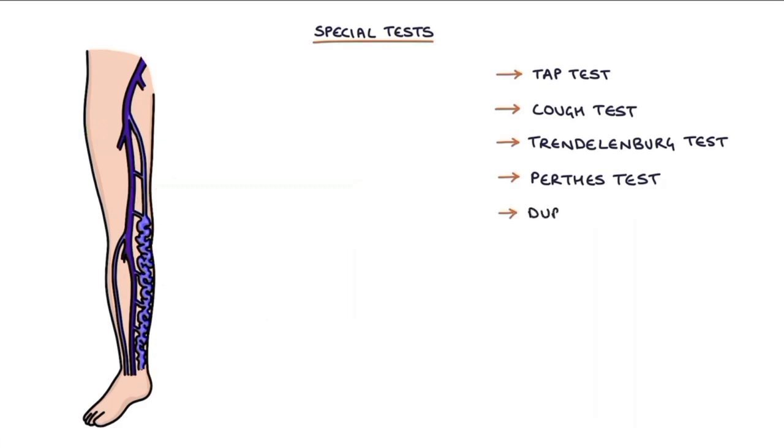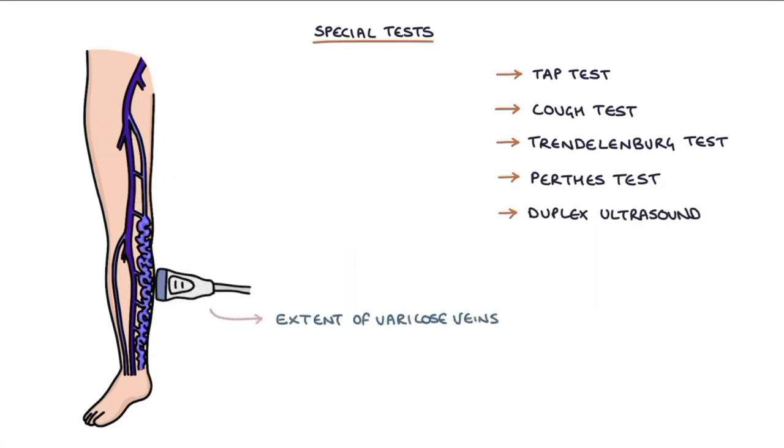And finally, a duplex ultrasound scan can be used to assess the extent of the varicose veins. This is an ultrasound scan that shows the speed and the volume of blood flow.